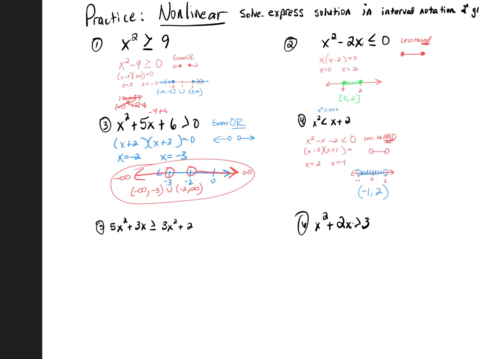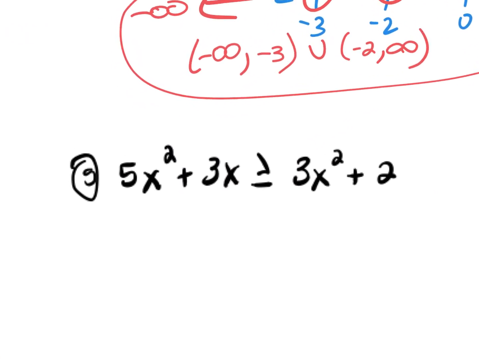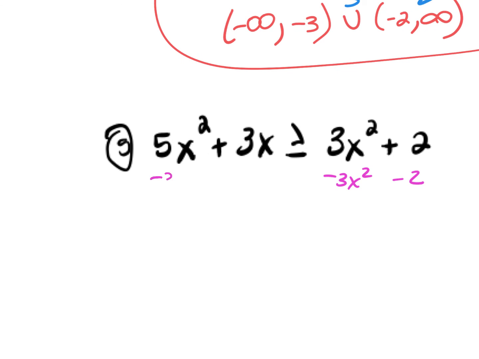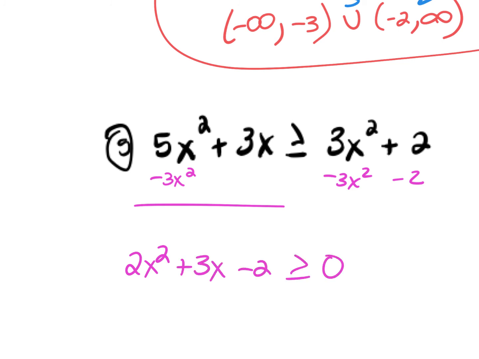Look at this one. This one looks big. What do we have to do with everything? It needs to be where? To the other side. So I'm going to subtract 3x squared and I'm going to subtract 2, correct? So if I subtract 3x squared here, I have 2x squared, right? Plus 3x minus 2 greater than or equal to 0.